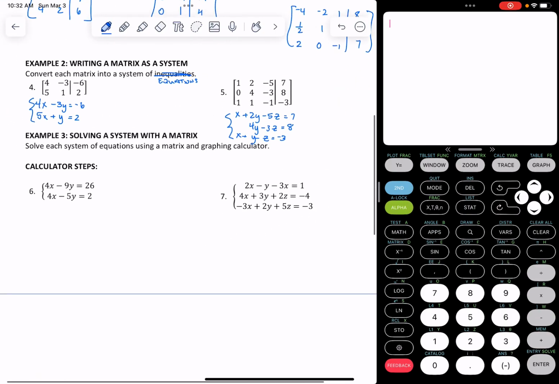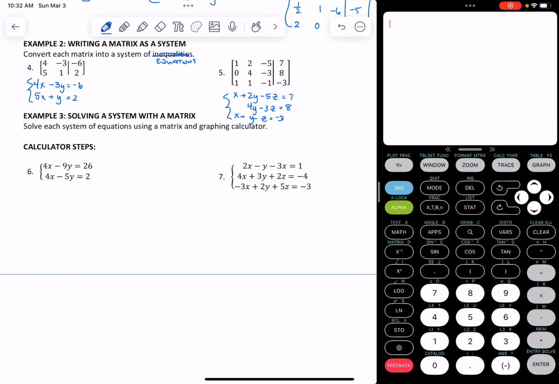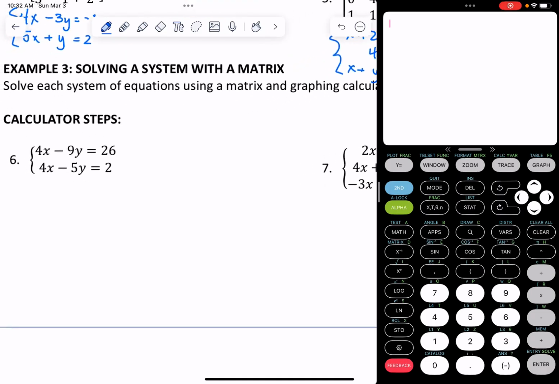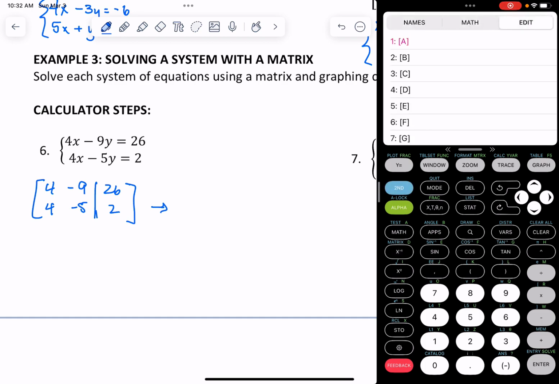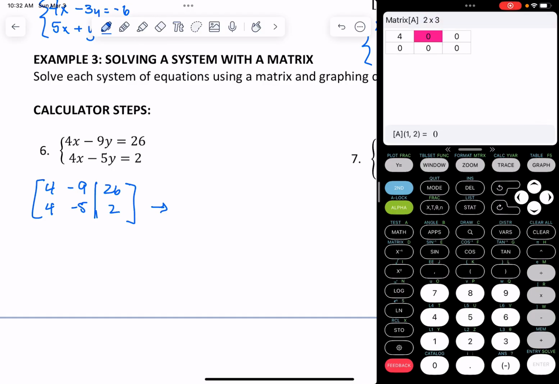Now, solving a system with a matrix. When I see work with this stuff, what I want you to do is write out your matrix, and also write out the matrix that the calculator spits out as the reduced row echelon form. So we're going to convert this: 4, -9, 26, 4, -5, 2. There's our matrix, and we're going to put this in the calculator. Second matrix, over to edit. This is now 2 by 3. So we'll go 4, -9, 26, 4, -5, 2.